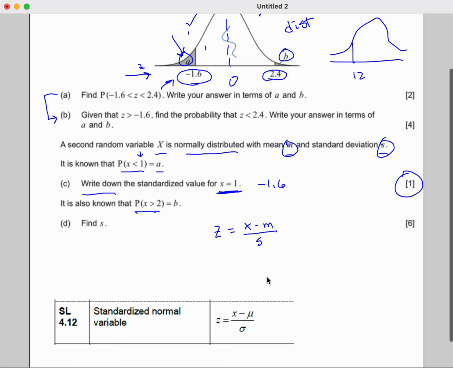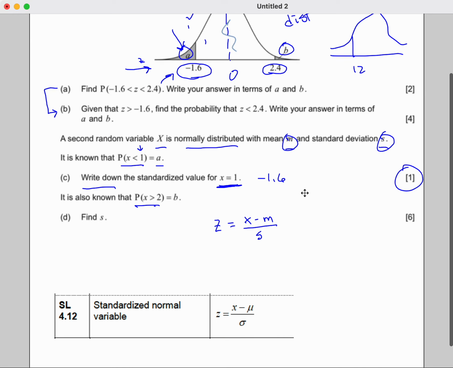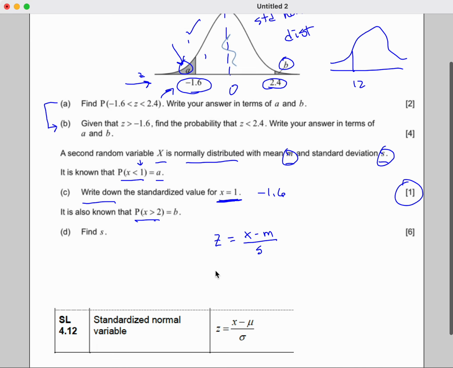So I know that this z is equal to 2.4, and I know that the x is 2 because that's the x value. So that equals 2 minus m, the mean, over the standard deviation s. Now, I have two unknowns. I have m and I have s.